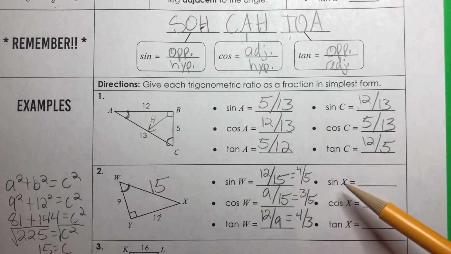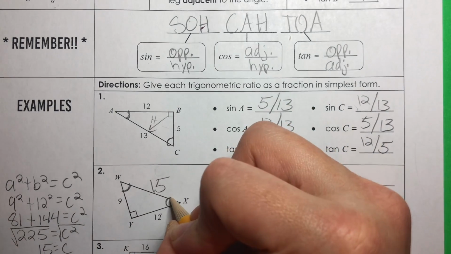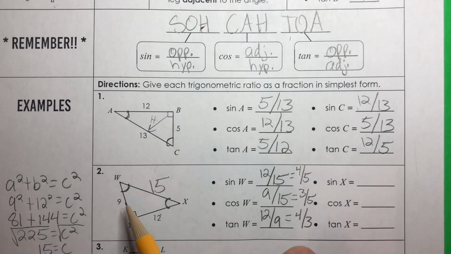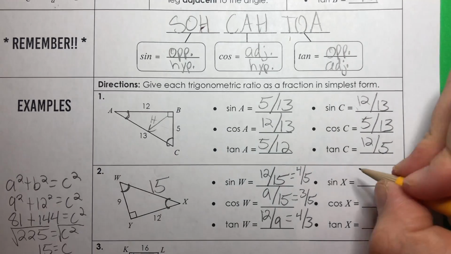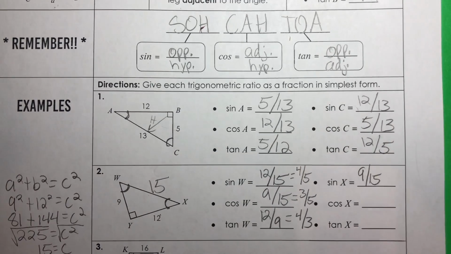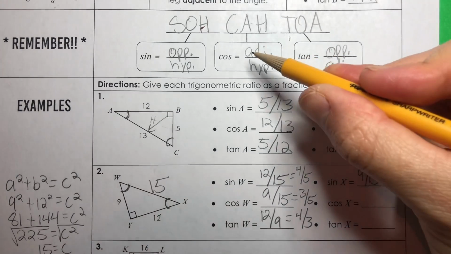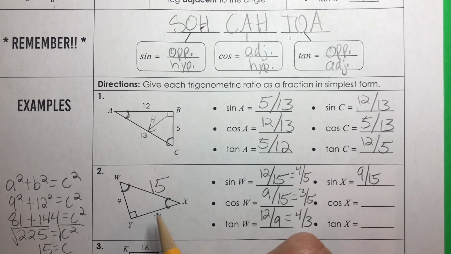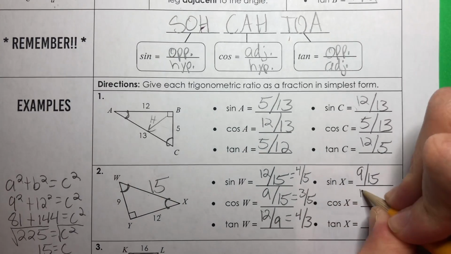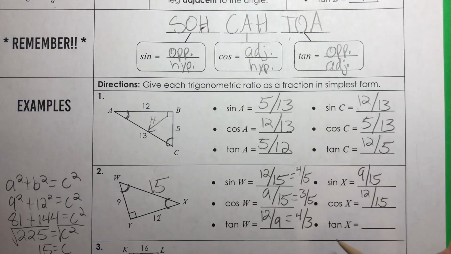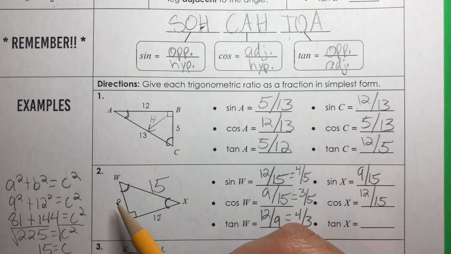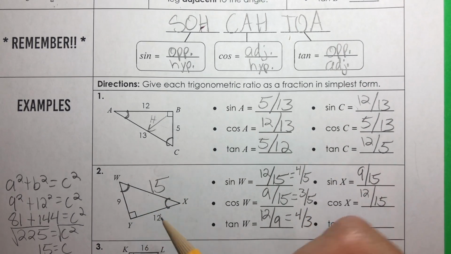Okay, so let's do angle X right here. Sine is the opposite over the hypotenuse. So opposite is 9, hypotenuse is 15. Cosine, adjacent leg over hypotenuse. Adjacent leg is 12, hypotenuse 15. Tangent, opposite leg over adjacent leg. Opposite is 9, adjacent is 12.